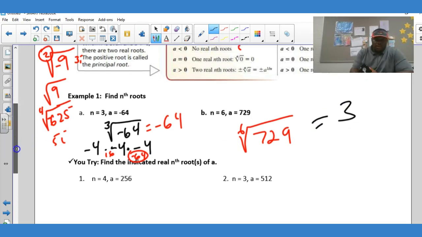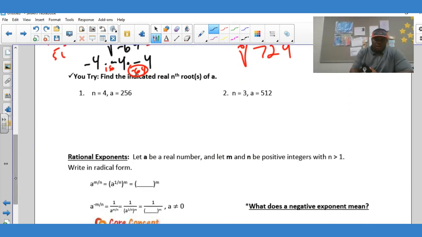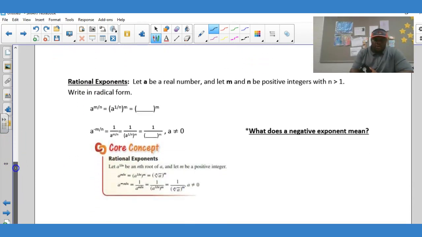Now, there are some Try Its right here. Give these a try. Now let's go ahead and talk about rational exponents.